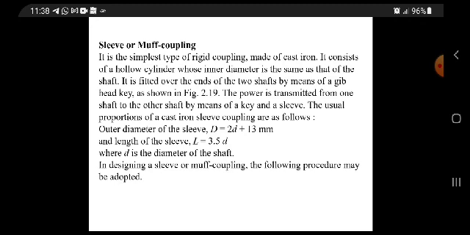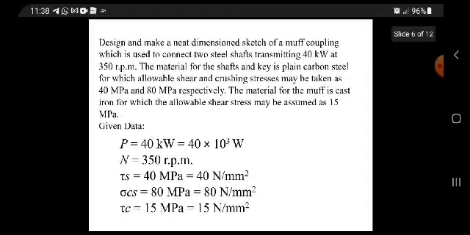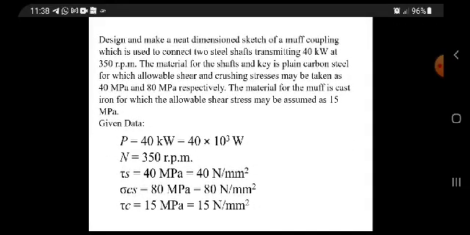The outer diameter of the sleeve, capital D, is equal to 2d plus 13 mm, and the length of the sleeve, L, is equal to 3.5d, where d is the diameter of the shaft. To design a sleeve or muff coupling, the following procedure may be adopted. That is the simplest problem for the muff coupling.